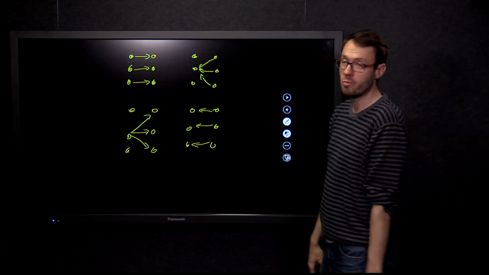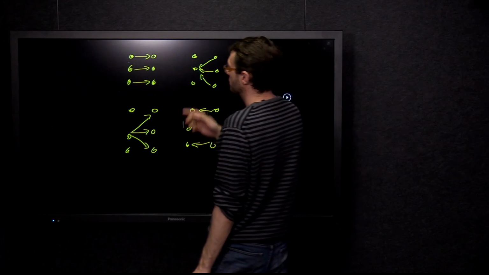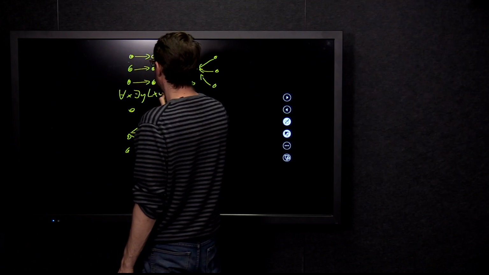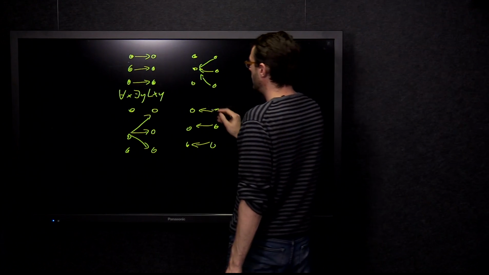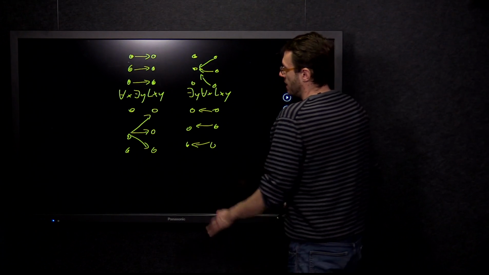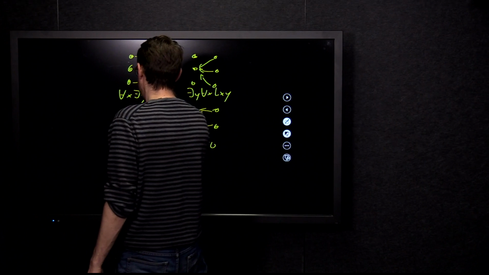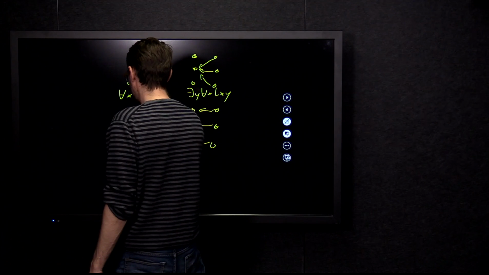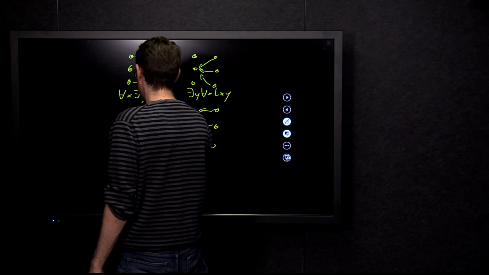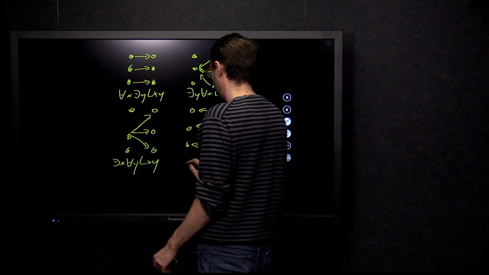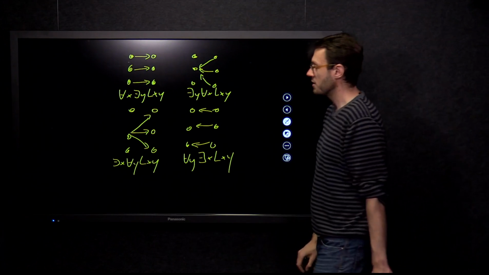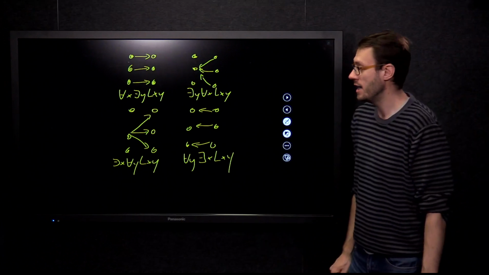Okay, and now we can start to write out what each of these corresponded to. So this first one up here was for all x, there is some y such that Lxy. The second one over here was there's some y such that for all x, Lxy. This one down here was there's some x such that for all y, Lxy. And this one here is for all y, there's some x such that Lxy.